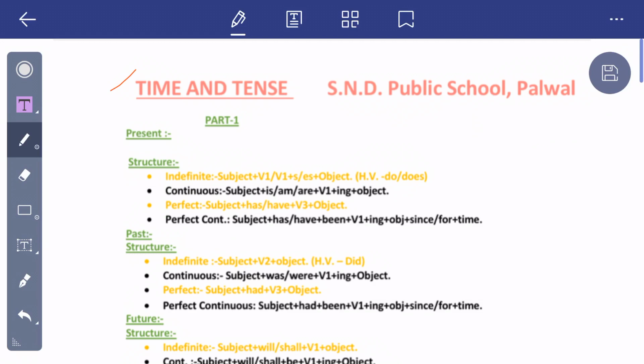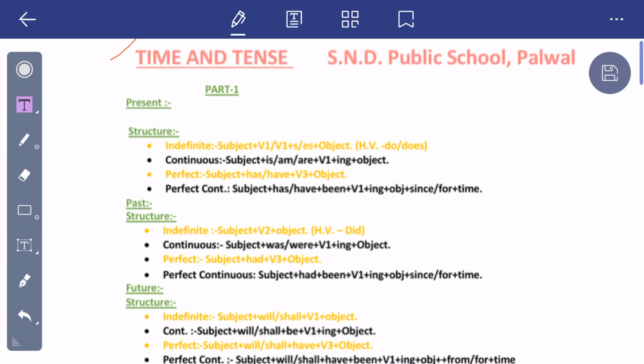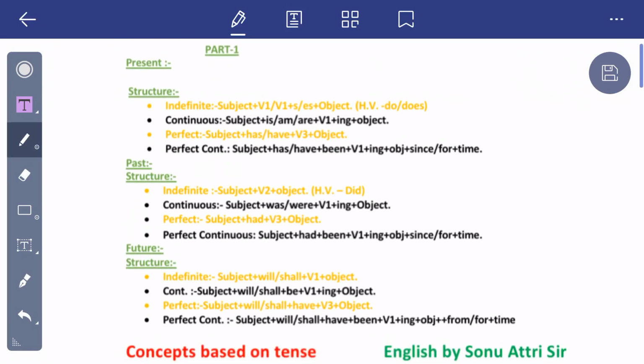Okay, so at the very first, what have I done for you? Actually, I have made some structures of tenses. As you can see, of present tense, of present indefinite, that is subject, verb plus s or es plus object. And what are the helping verbs? Helping verbs are do and does. We generally need helping verbs to make negative and interrogative sentences.